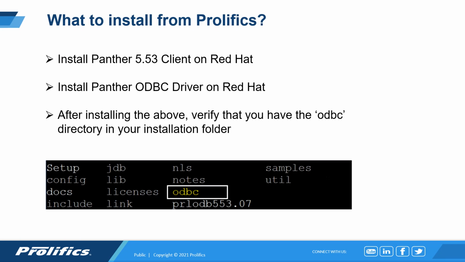So, what do we need to install from Prolifix? We need to install Panther 553 client and Panther odbc driver on Red Hat. After installing them, make sure you verify that you have odbc directory in your installation folder.